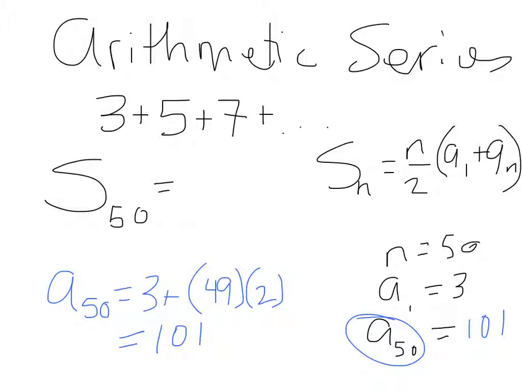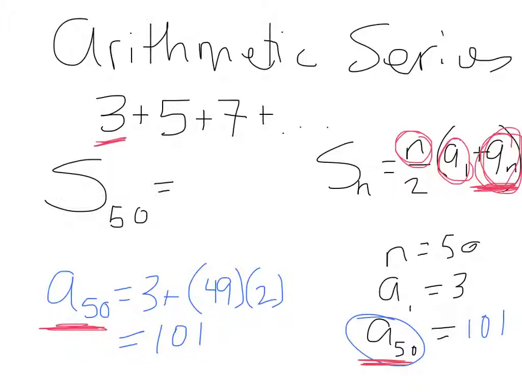So basically, the way this formula works is you always need to know how many terms you're adding. We said S of 50, so 50 terms that we're adding. You need to know the first term of the series, that's the 3, and you need to know the last term of the ones that you're adding. And if you don't know that one, you have to find it using the other formula.